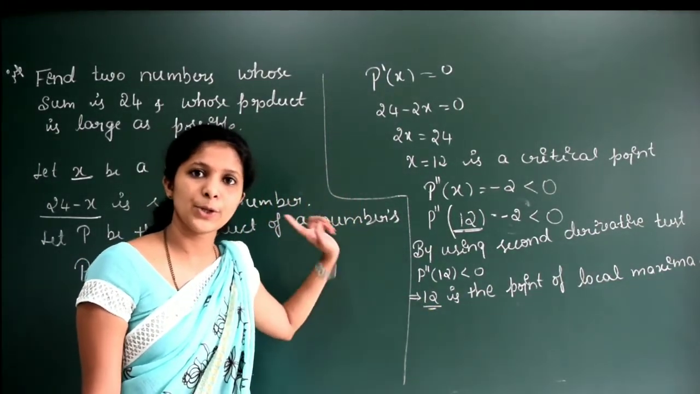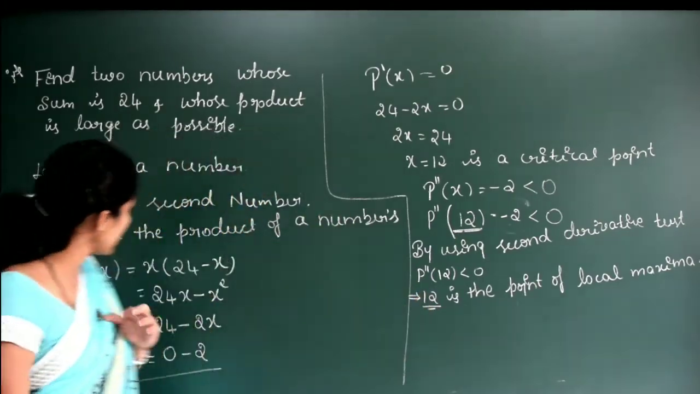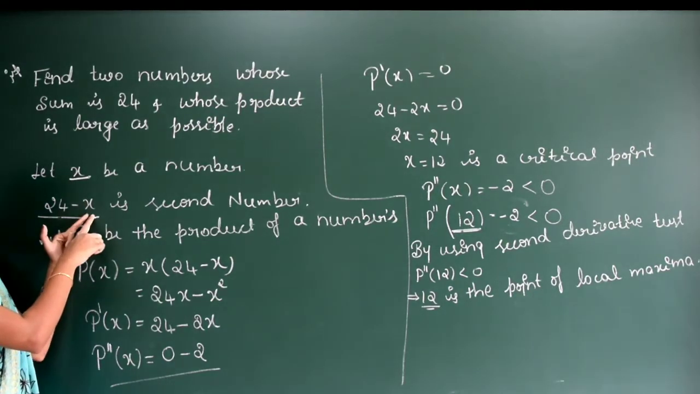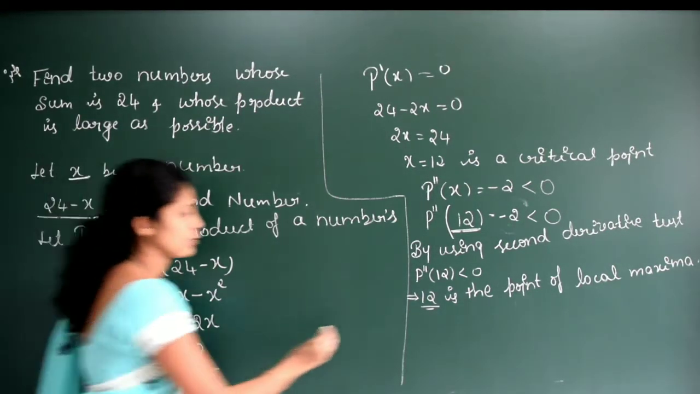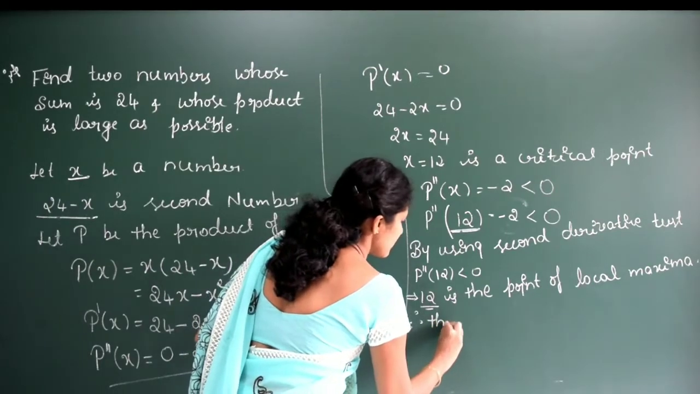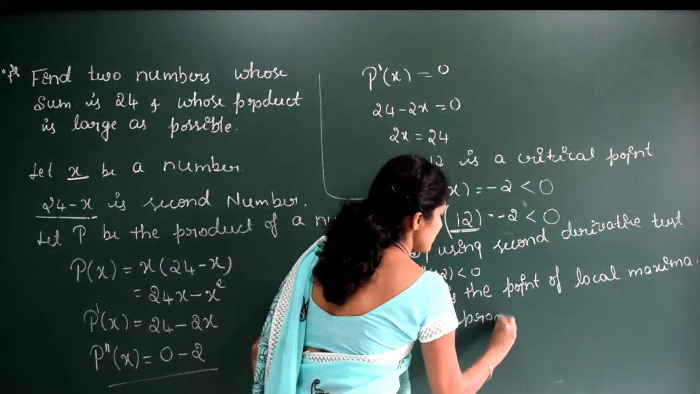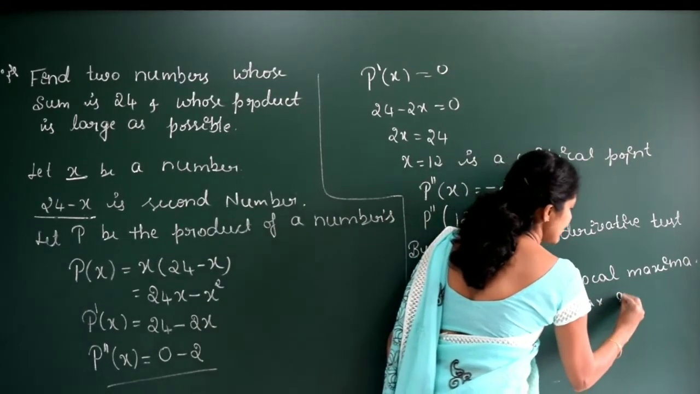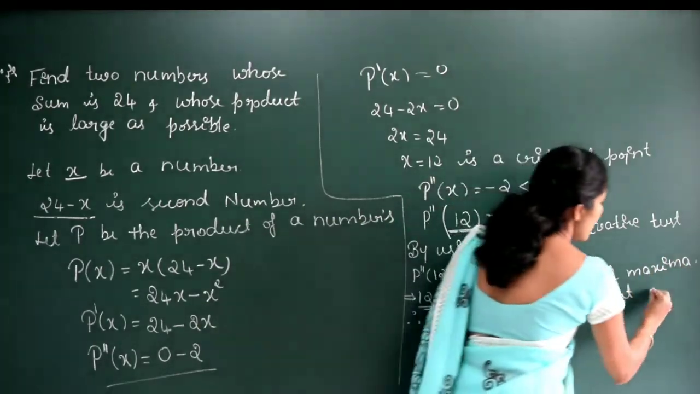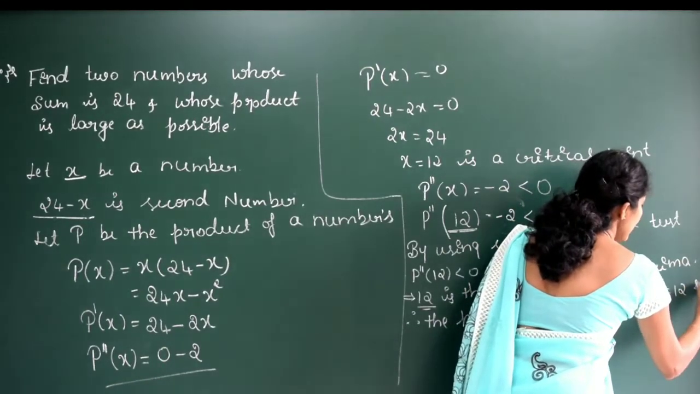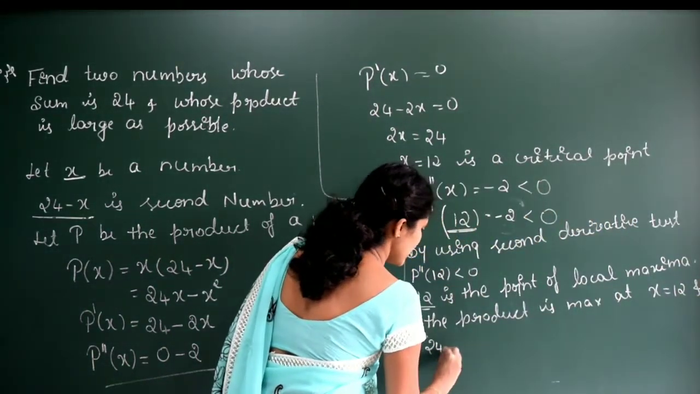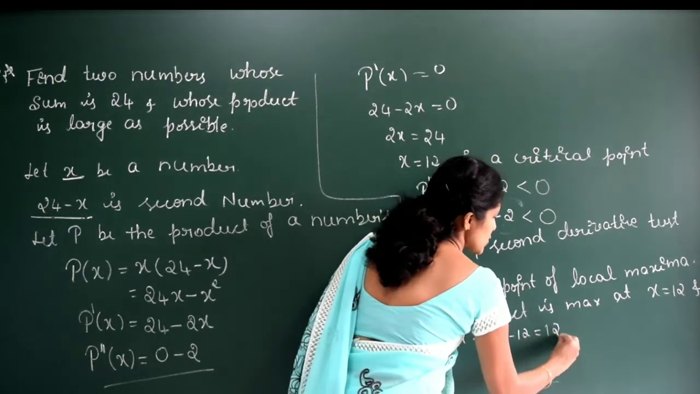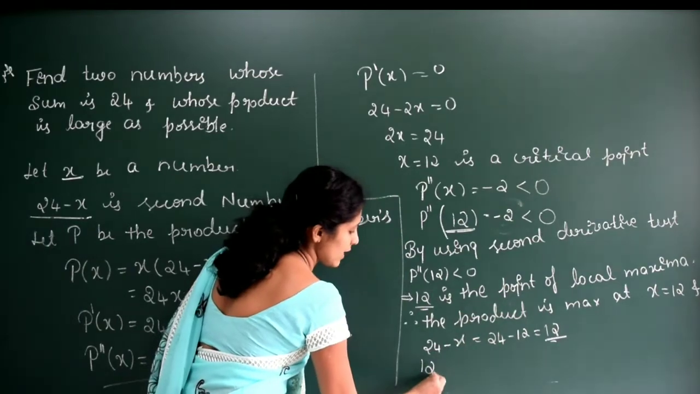The value of x will be 12. Another value will be 24 minus x. So 24 minus 12 will be equal to 12. Therefore the product is maximum if x is equal to 12 and the other one is 24 minus x. So this is also 24 minus 12, which is equal to 12. So the two values are 12 and 12.